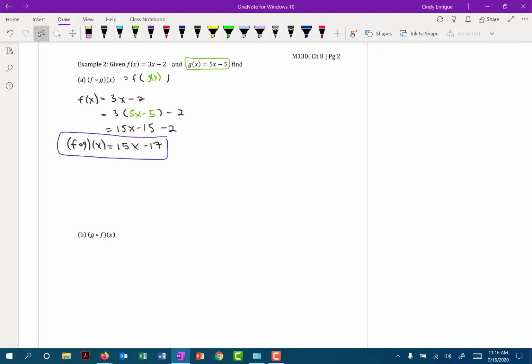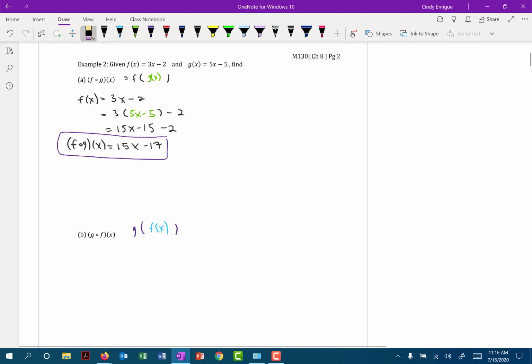For letter B, now it's asking us to do the reverse. Now it's asking us g composed with f. So here, order plays a really important role. So you have to make sure you know which variables are listed where. So this one, you're saying, okay, I have my function g of x, and inside my g of x, what I'm going to be plugging in is going to be my f of x function.